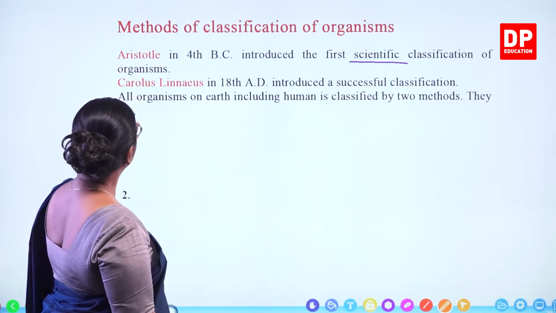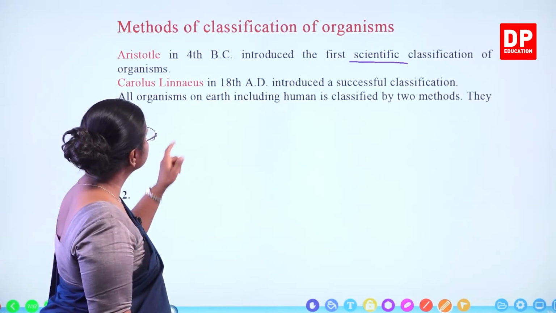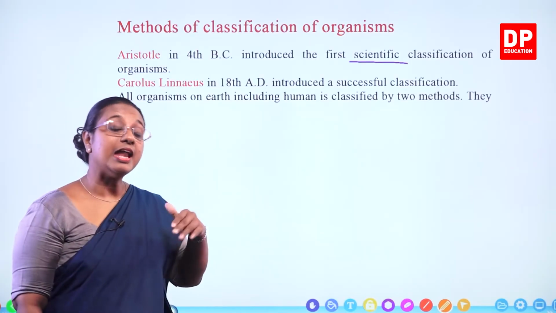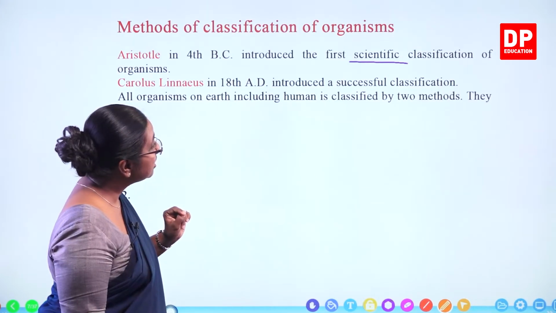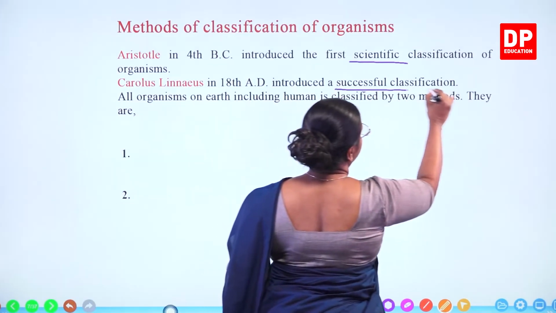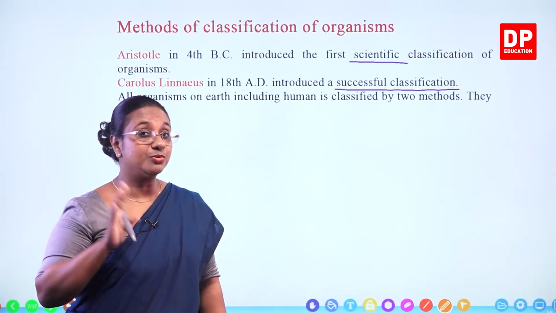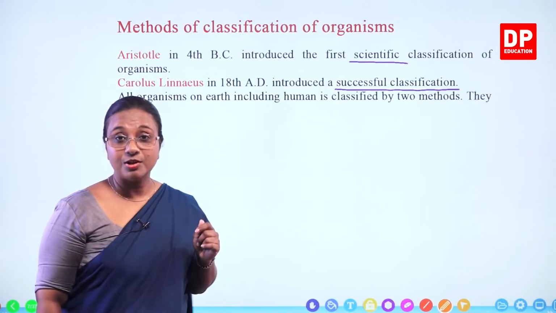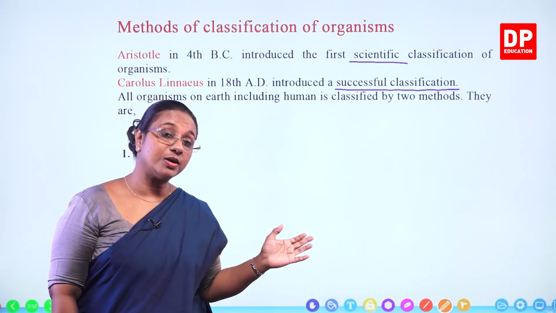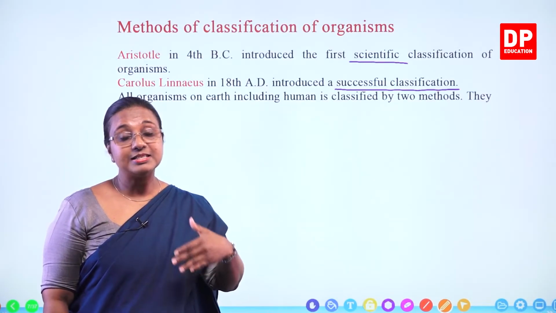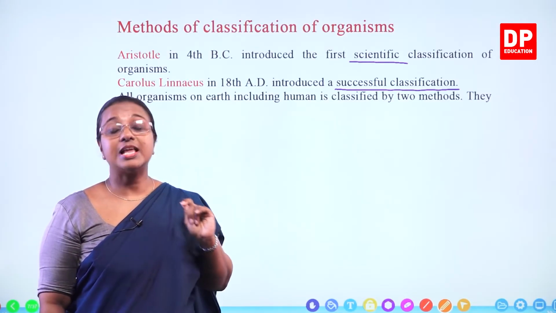Then after that, we need to consider Carolus Linnaeus. So Carolus Linnaeus in 18th AD, Anno Domini, after the birth of Christ, introduced a successful classification. So you all have to remember those two people, students. The two scientists, or Aristotle is a philosopher. He introduced the first scientific classification a very long time back. Then Carolus Linnaeus was the scientist who introduced a successful classification.